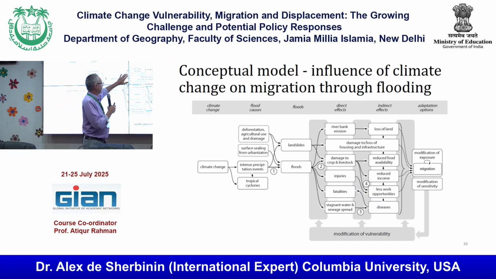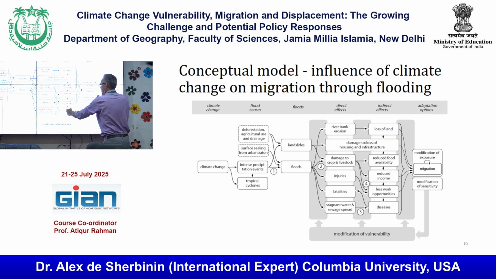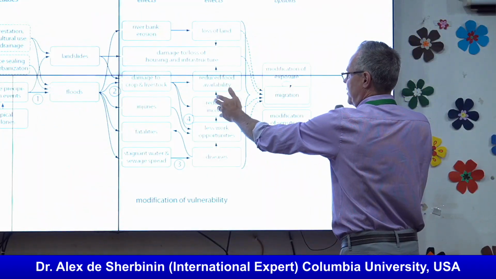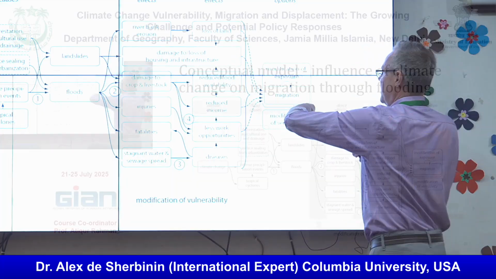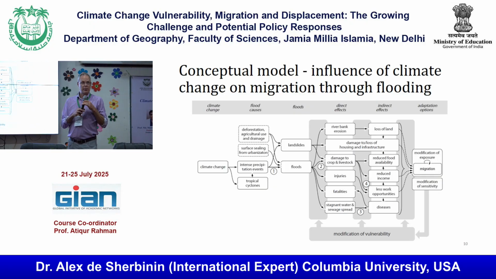And then finally over here you have the direct effects of the flood: riverbank erosion, damage to crops and livestock, injuries, fatalities, stagnant water and sewage, which over on the bottom leads to things like diseases, which then can lead to more fatalities, fewer work opportunities, reduced income, reduced food availability, loss of land. And then this will lead to adaptation options, which may or may not include migration. So we don't want to ignore the fact that maybe migration really is not the best adaptation strategy for this particular risk.